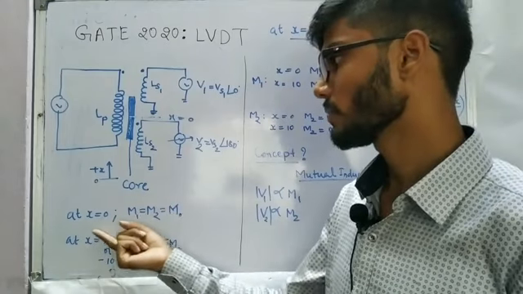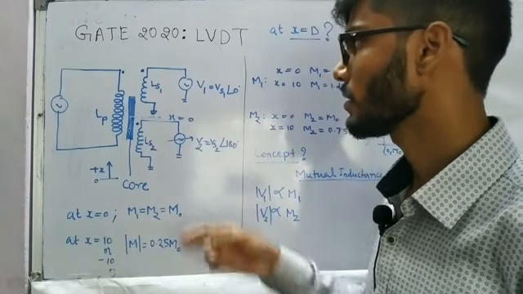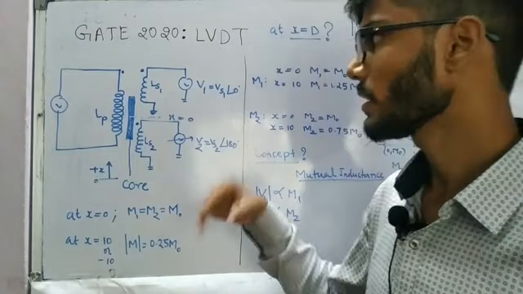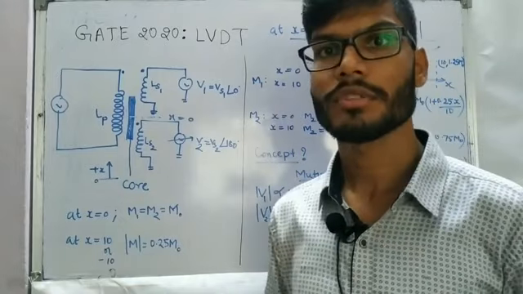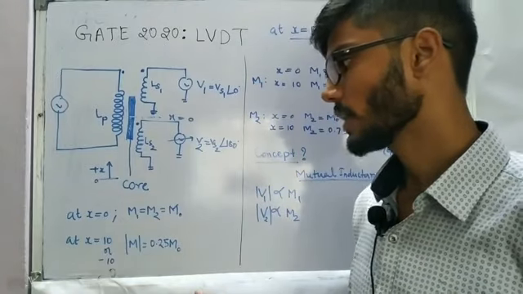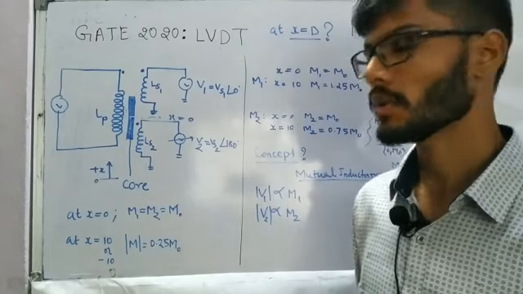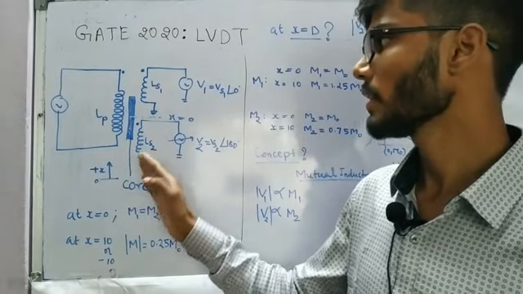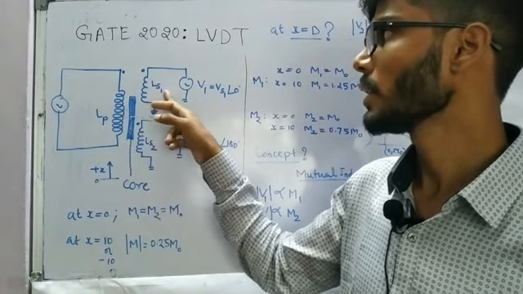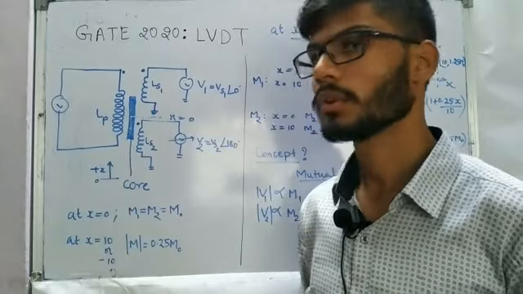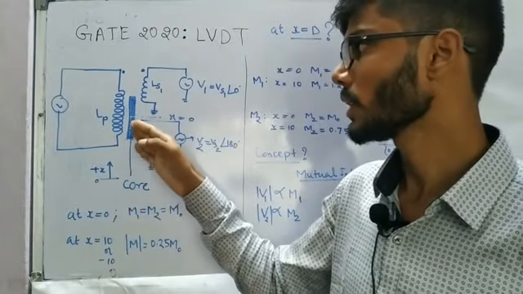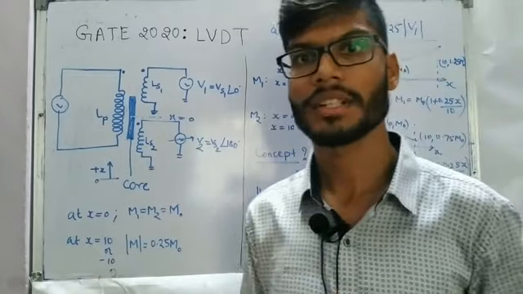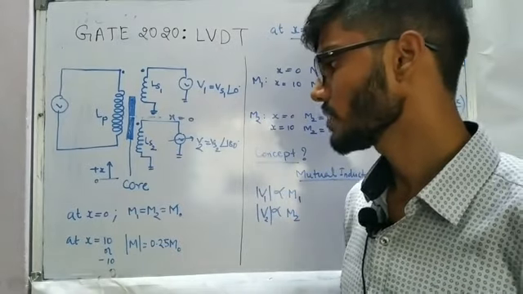When there is no displacement, in the null position, the mutual inductances M1 and M2 are M0, and whenever there is a displacement of either plus 10 or minus 10, the change in mutual inductance is 0.25. It has not mentioned plus 0.25 and minus 0.25 because they are talking about the changes. Whenever the core moves upward, M1 is going to increase and M2 is going to decrease, and whenever the core is displaced downward, M2 is going to increase and M1 will decrease. So that's why it is mentioned as changes, and we have to take the magnitude of the change, 0.25.